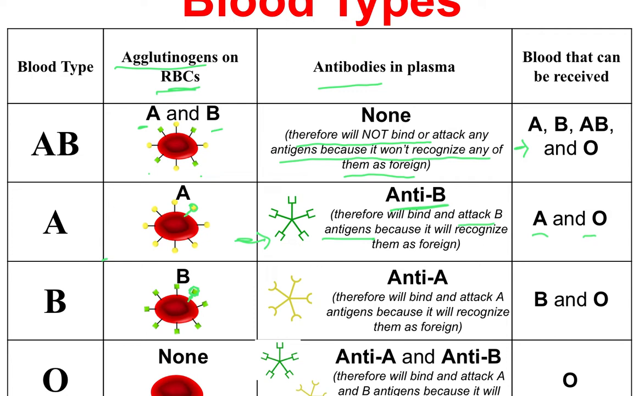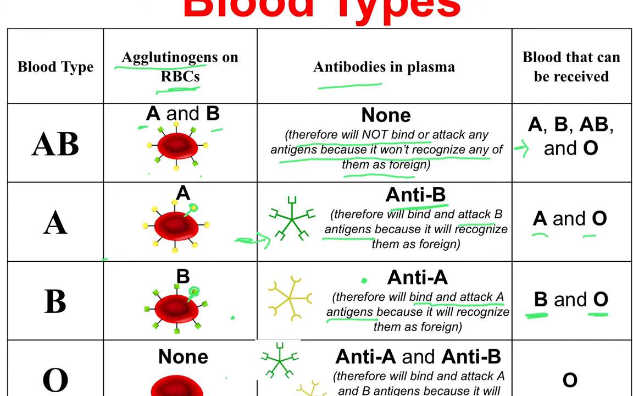Similarly, people with type B blood have the type B antigen, and so they're producing antibodies A, which will bind and attack A antigens. So therefore, they can only receive type B blood from other people and type O blood.